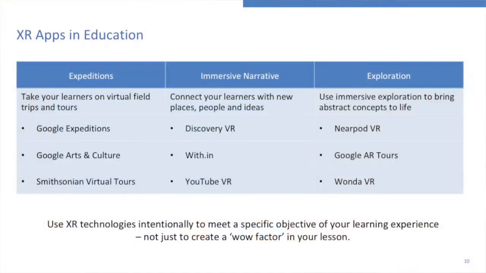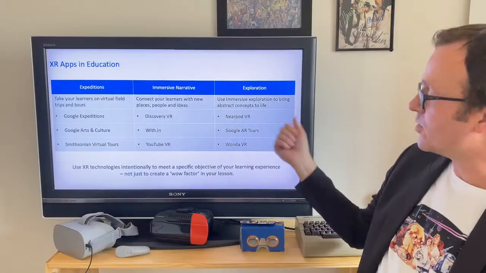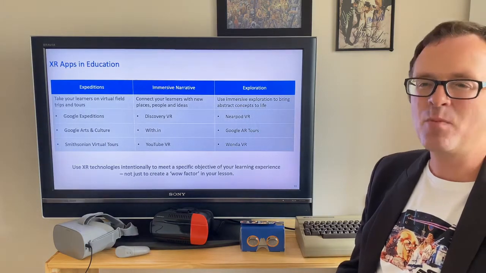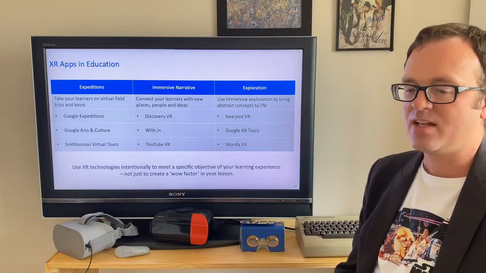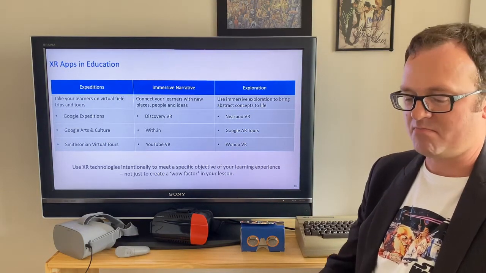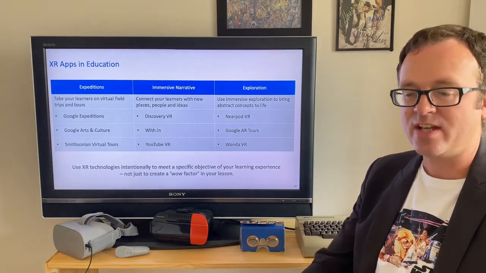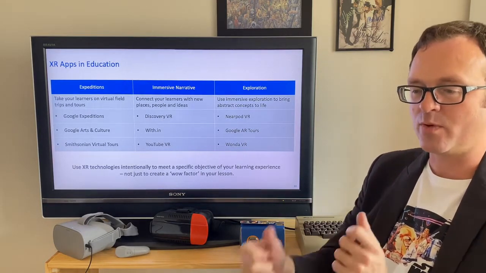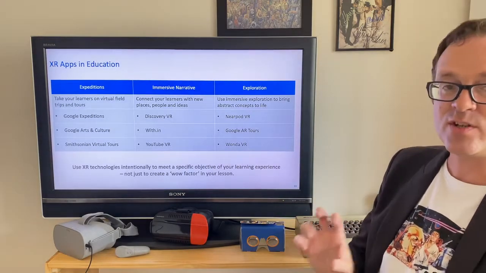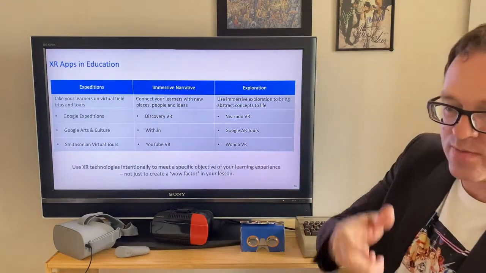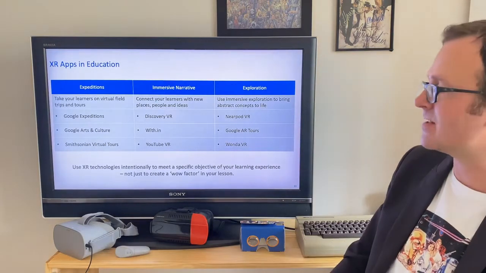Exploration, so you're using immersive exploration to bring abstract context and concepts to life. There's a couple of there, Nearpod VR, Google Augmented Reality Tours. Now that one there is quite good because it allows you to take somewhat abstract concepts like, let's take a molecular structure, bringing it into a 3D model where the students can use their devices using augmented reality to explore the model and even manipulate it in some contexts.